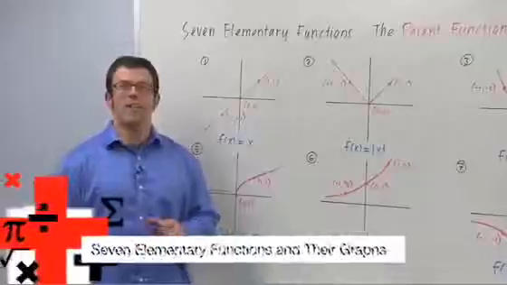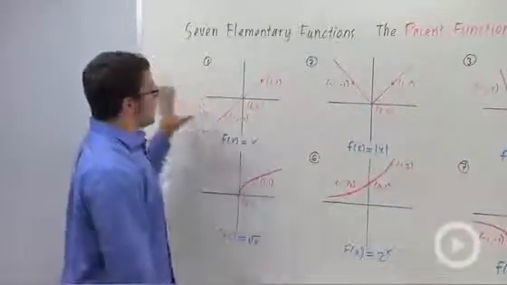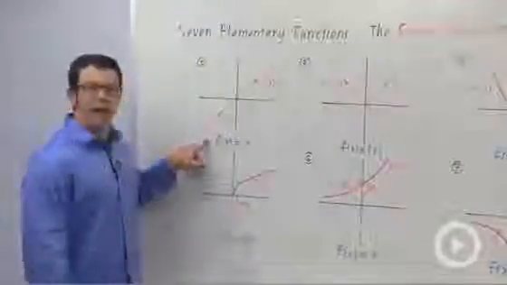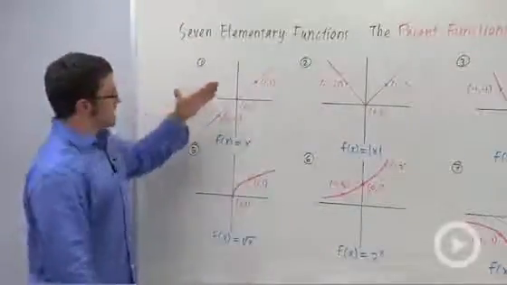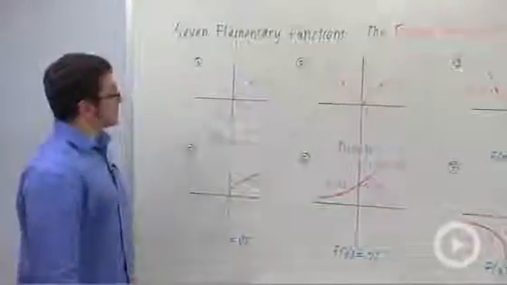I want to talk about 7 really important functions that I call the parent functions. I've got them graphed here. The first one, f of x equals x. This is the identity function. This is sort of the parent of all linear functions.